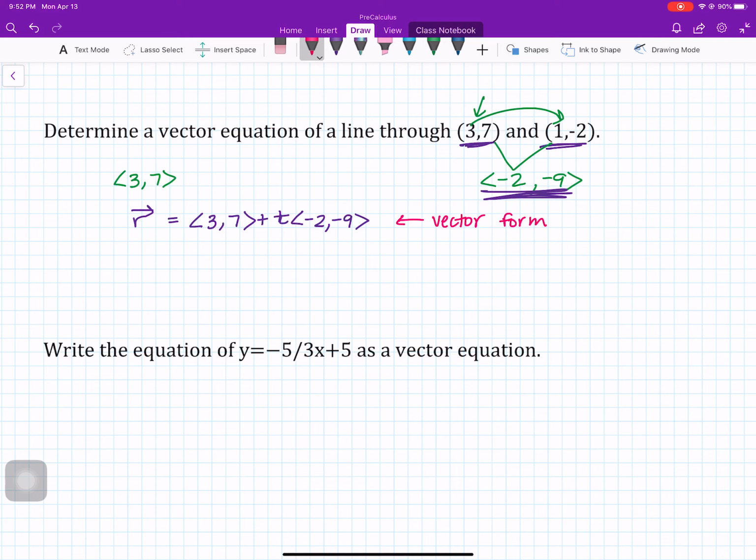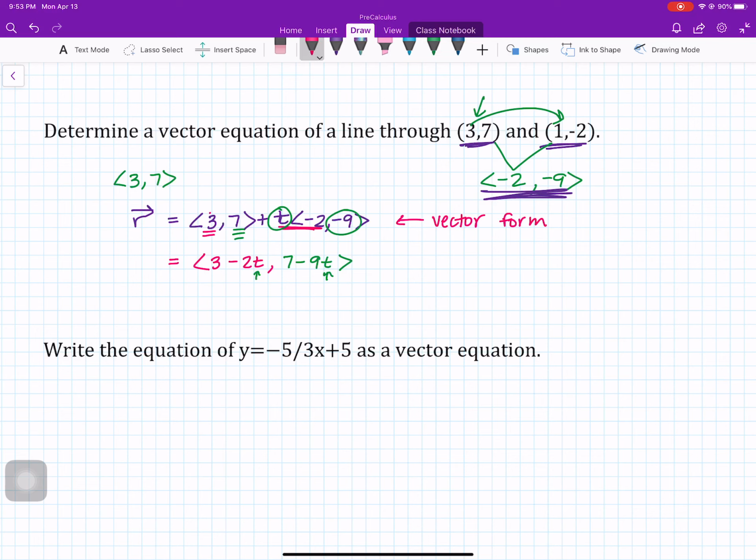You can do some simplifying and turn it into component form, which would be just combining your like terms. 3 plus -2t, and then 7 plus -9t, or just 7 minus 9t. This would be your component form. It still represents an equation because you have variables here.